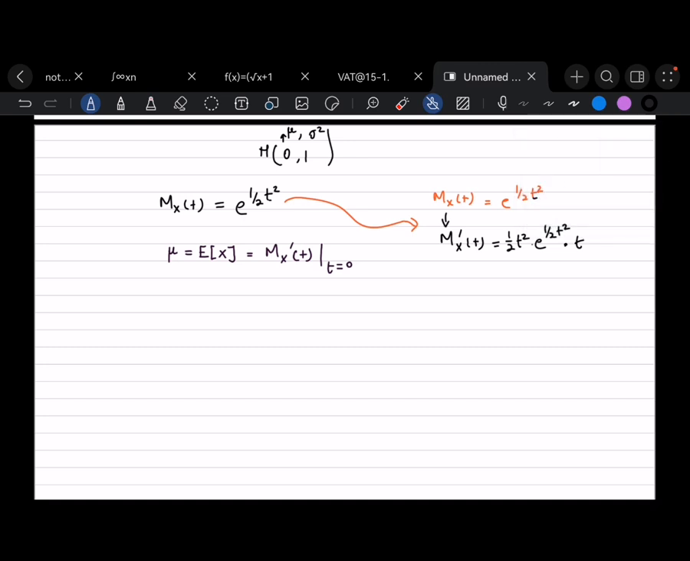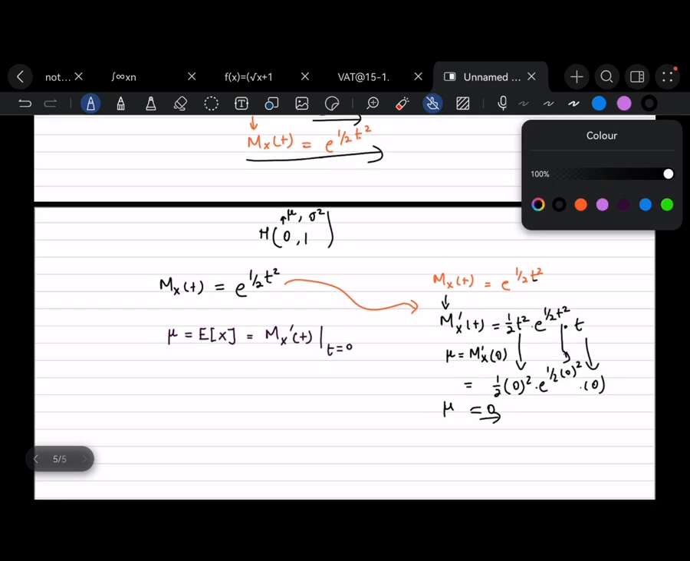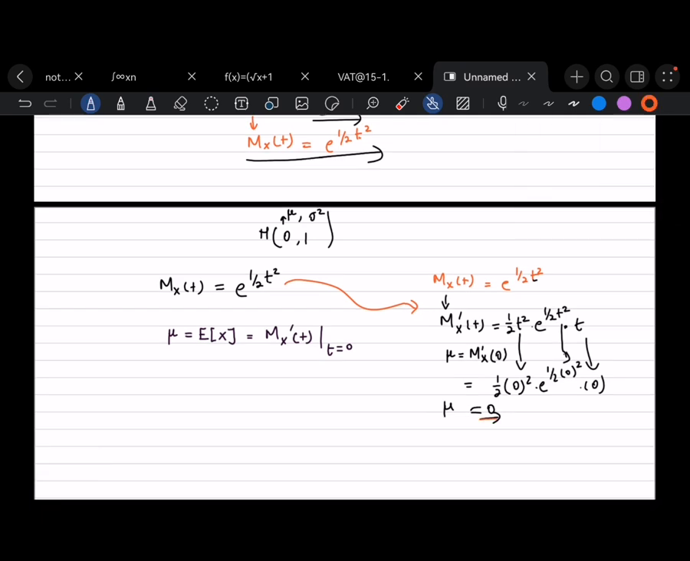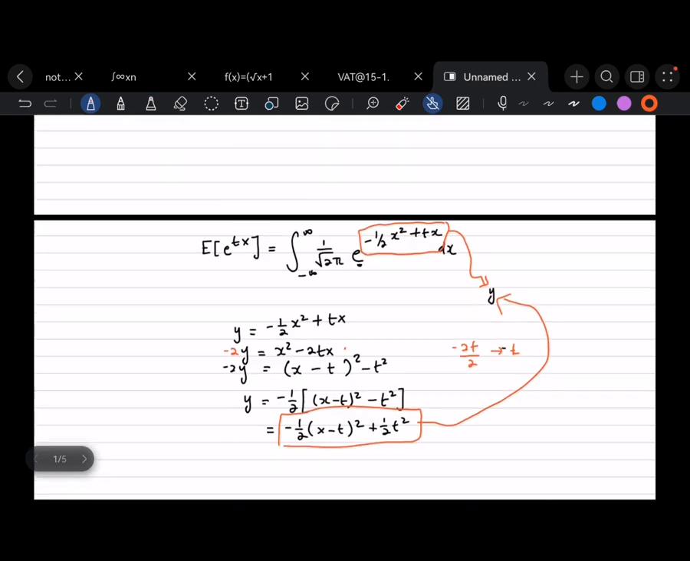Now, in order to find the mean, you evaluate the derivative at 0. So which means in the place of t we put 0. So I have e to the half times 0 squared, times another 0, because in the place of t I put 0. So you find that this thing is equal to 0, which is the mean. Now this is a known result. Know that the mean of a standard normal is just equal to 0. So this is what I had here in the beginning of this video.